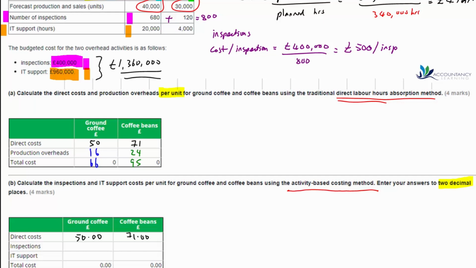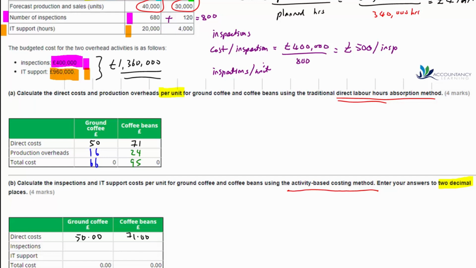But we can't put that into our answer, can we? Because what we need to do is work out, well, how many inspections are there per unit? So that's the next thing for us to consider. What's the number of inspections per unit? Because that's the cost that we want to include in our cost card.